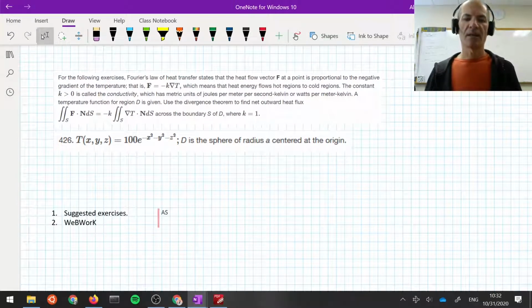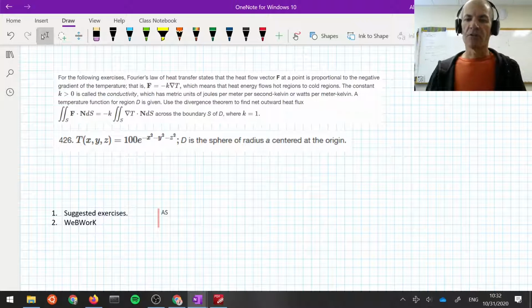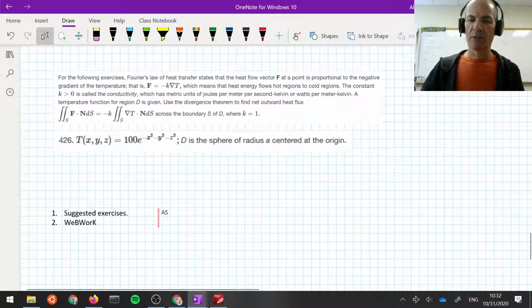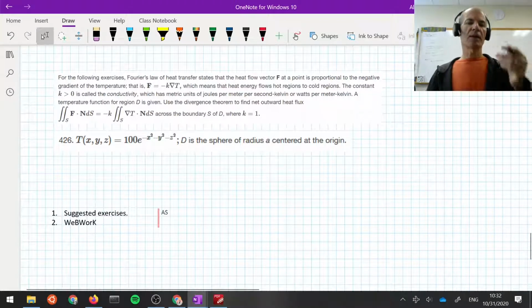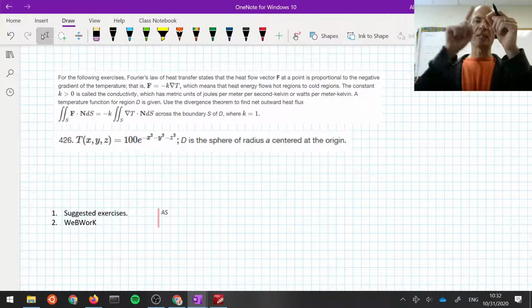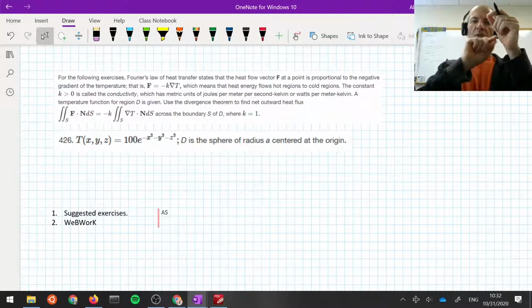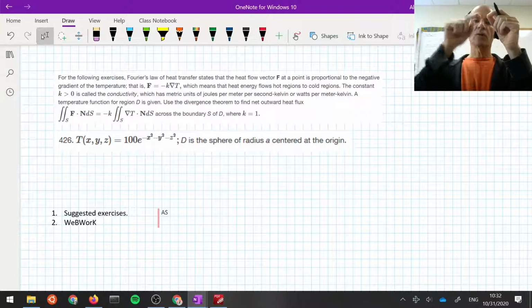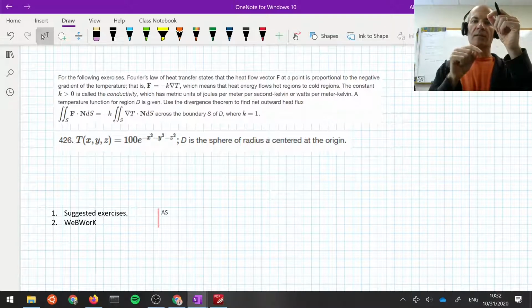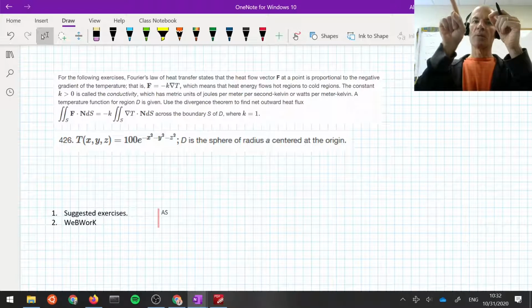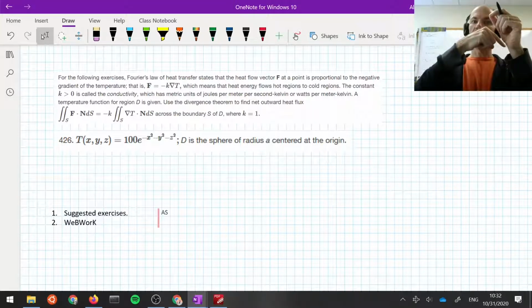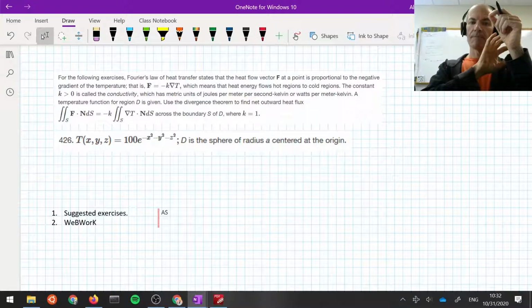Last but not least, Fourier's law of heat transfer states that the heat flow vector field at a point is proportional to the negative of the gradient of the temperature. So remember that the gradient of the temperature points in the direction of maximum increase of temperature. And remember also that heat flows from hot spots to cold spots. So we can expect heat to flow in the opposite direction of the gradient. Remember, gradient points in the warm direction. Heat wants to flow in the cold direction, from hot to cold.